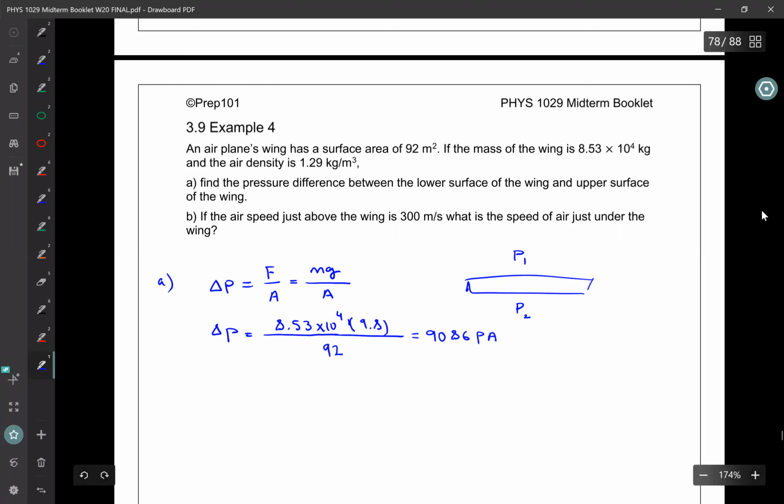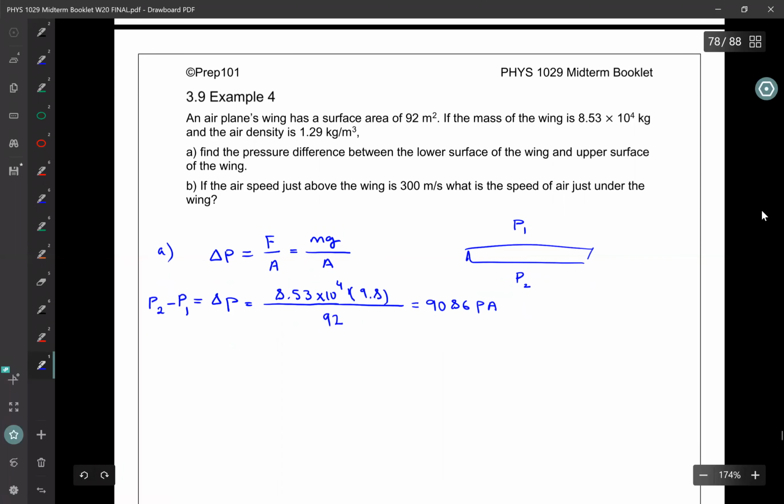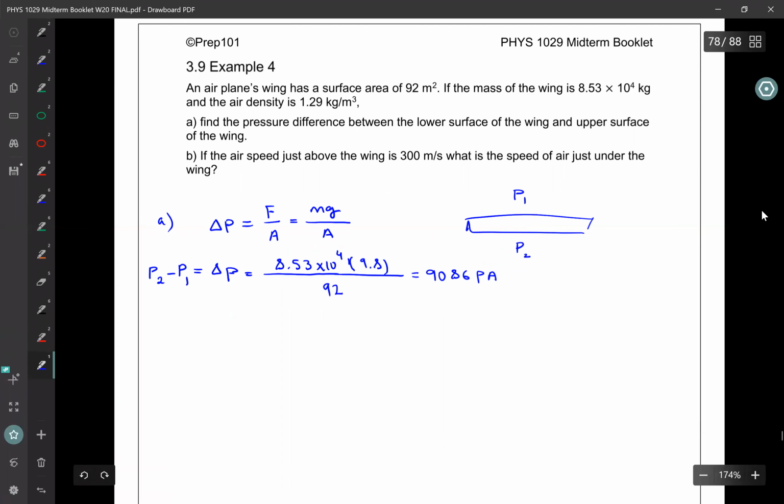Good. So this is the pressure difference between the upper and the lower surface of the wing. This is P2 minus P1. So the pressure on the lower surface is higher than the pressure on the upper surface. So this pressure difference is caused by the weight of the wing. So we calculated the pressure difference, and that's the answer to part A.